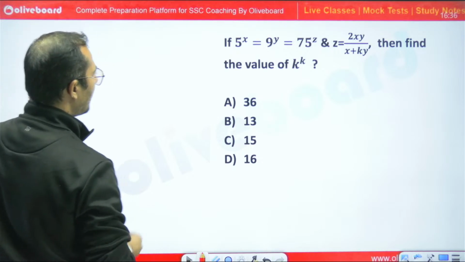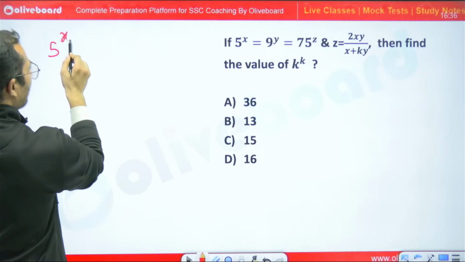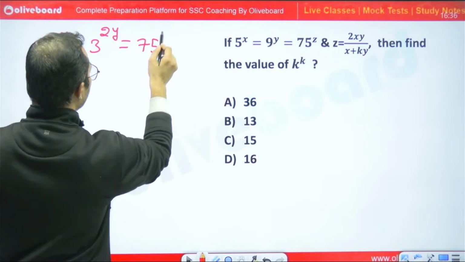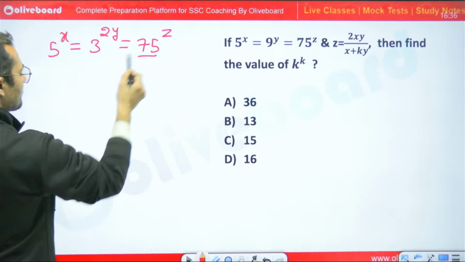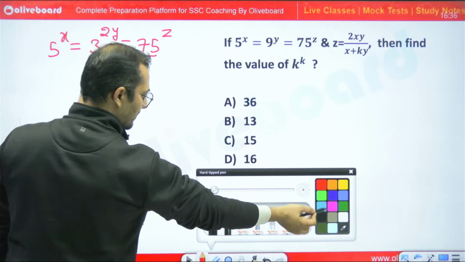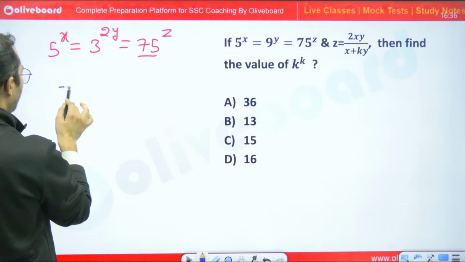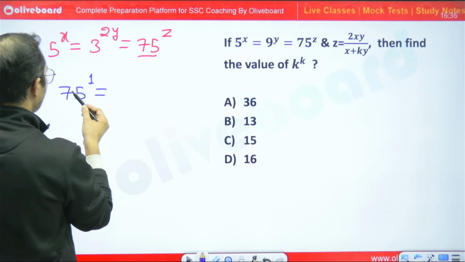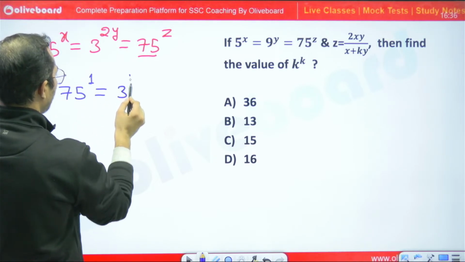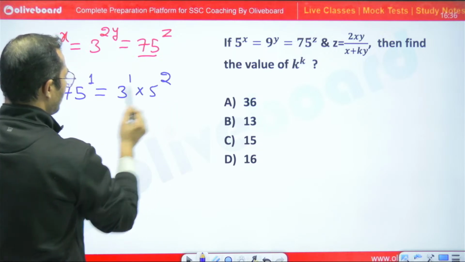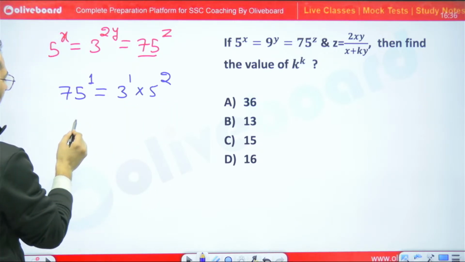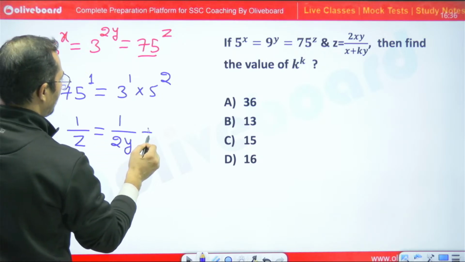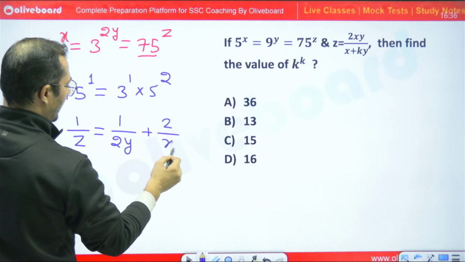See, here we can write 5 to the power x is equal to 3 to the power 2y is equal to 75 to the power z. So take the highest base. So the highest base number is what? 75. So we can write 75 to the power 1 is equal to 25 into 3, so 3 to the power 1 into 5 to the power 2. After comparing, we can say that 1 upon z is equal to 1 upon 2y plus 2 upon x, right?